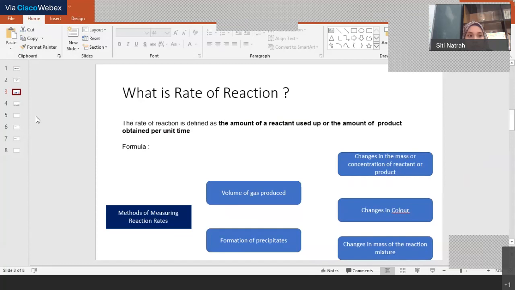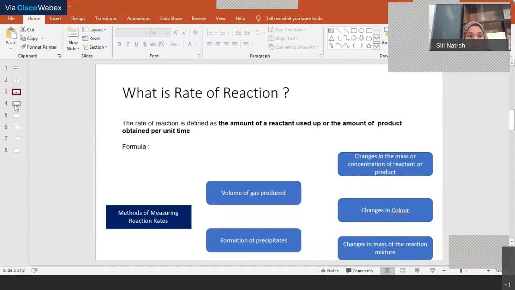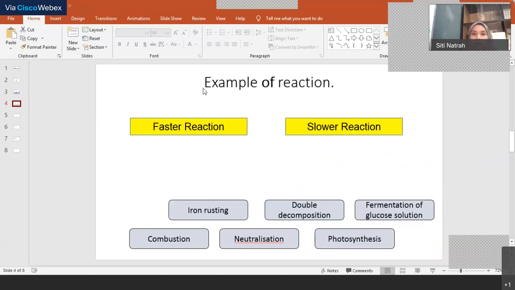So seterusnya, dalam rate of reaction, we can divide it into two parts, which is faster reaction and slower reaction. Jom kita try buat. So faster reaction ni macam mana? Faster reaction ni benda yang cepat lah. Kalau slower reaction ni lambat dia punya tindak balas.